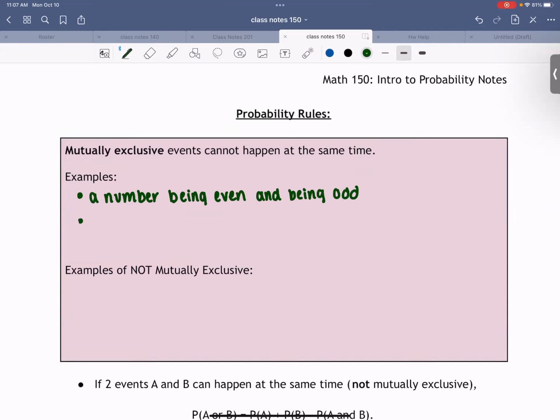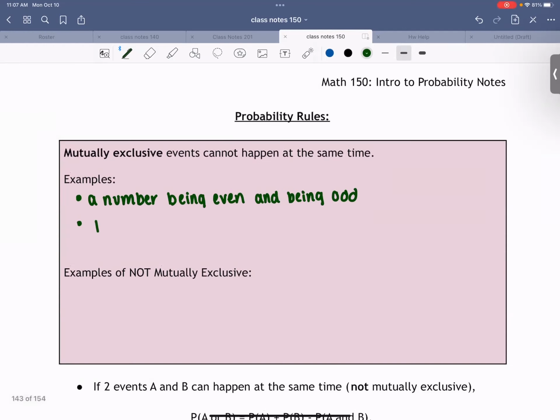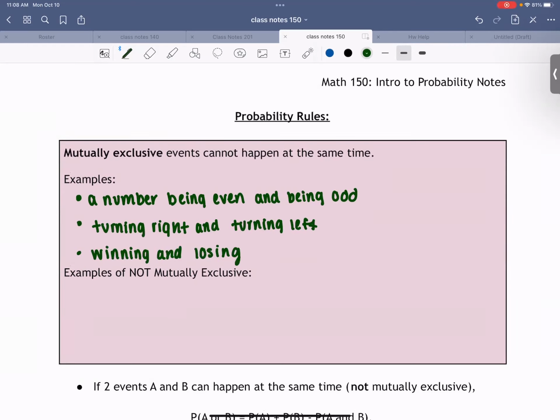Another example is turning right and turning left, right? Those 2 things can't happen at the same time. I like a lot of examples. So maybe another one is winning a game and losing a game, right? You can't do those at the same time. Okay, so whenever we're using the term mutually exclusive, we're talking about things that have no overlap between them.